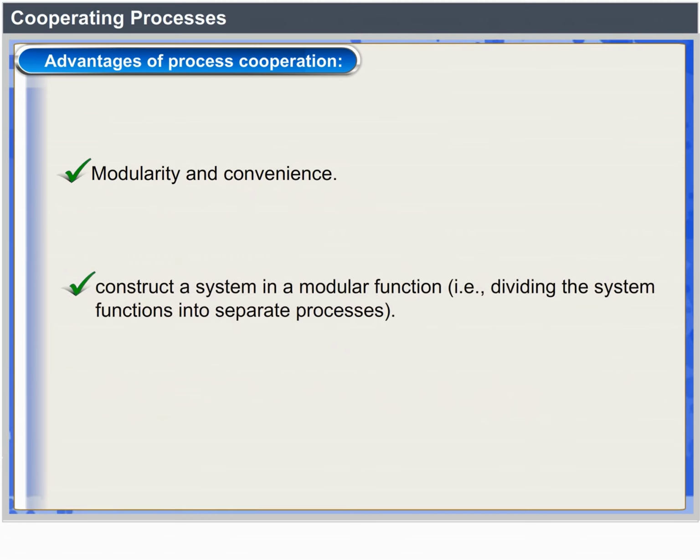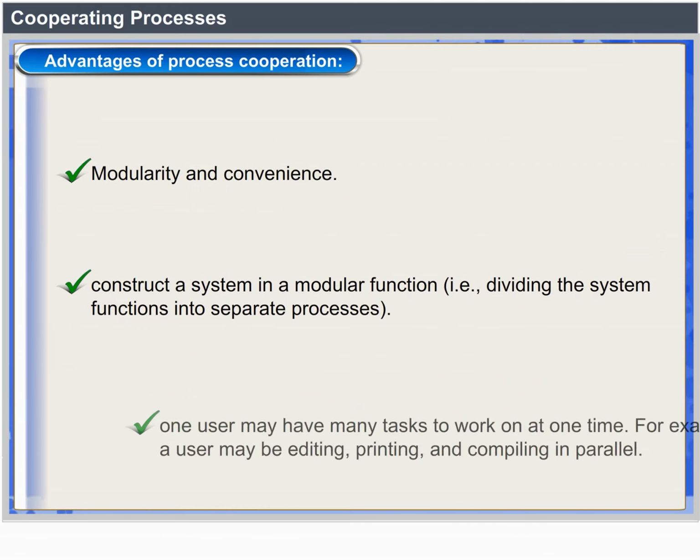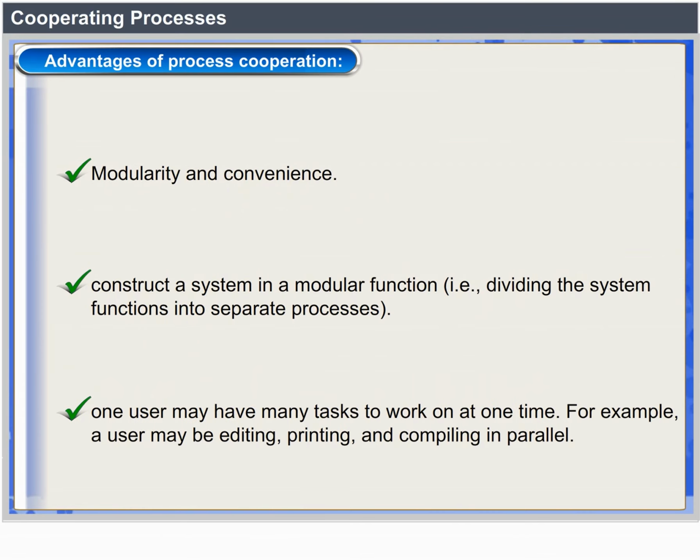Modularity and convenience. Construct a system in a modular fashion, that is, dividing the system functions into separate processes. One user may have many tasks to work on at one time. For example, a user may be editing, printing, and compiling in parallel.